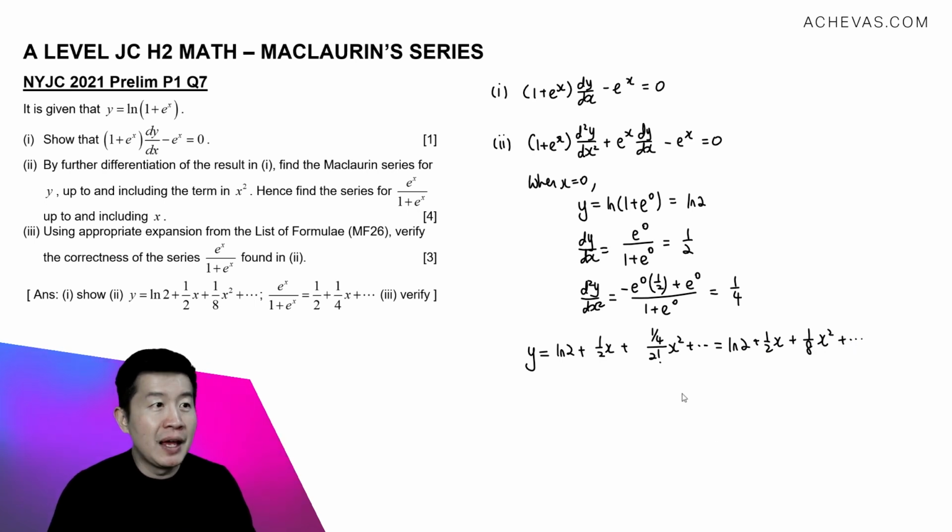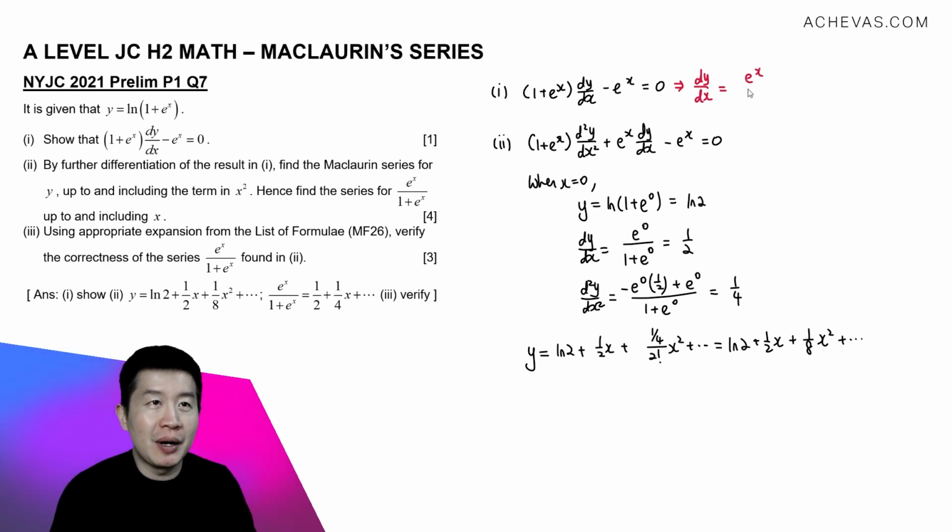And then the question says, hence, which means that we're going to make use of the previous results. We are supposed to find the series for e to the power of x divided by 1 plus e to the power of x up to and including the x term. And if you can remember when we were doing part 1, when we tried to find dy/dx, what did we get? Or we can just re-express this. What did we get?